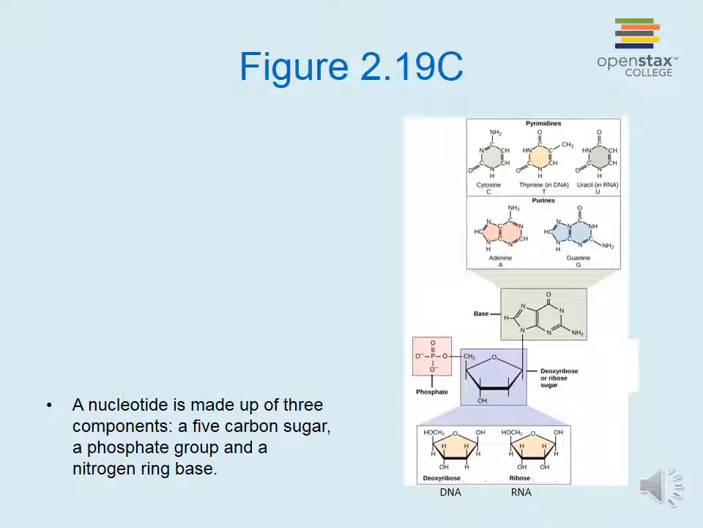A nucleotide is made up of 3 components, a 5-carbon sugar, a phosphate group, and a nitrogen ring base. Both DNA and RNA contain nucleotides. All nucleotides contain a phosphate group, but in DNA the sugar is deoxyribose, while in RNA the sugar is ribose. Each nucleotide also contains a nitrogen ring base. These nitrogen ring bases include cytosine, adenine, and guanine, which are found in nucleotides in both DNA and RNA, while thymine is found exclusively in DNA and uracil is found exclusively in RNA.